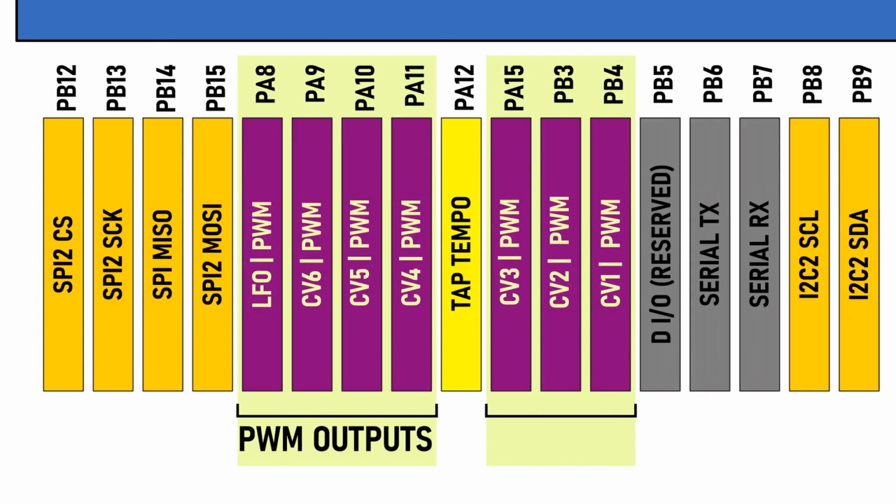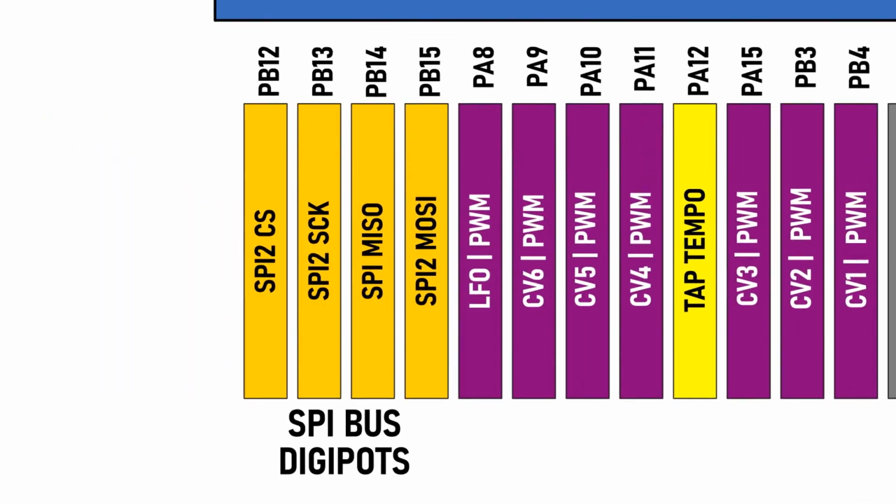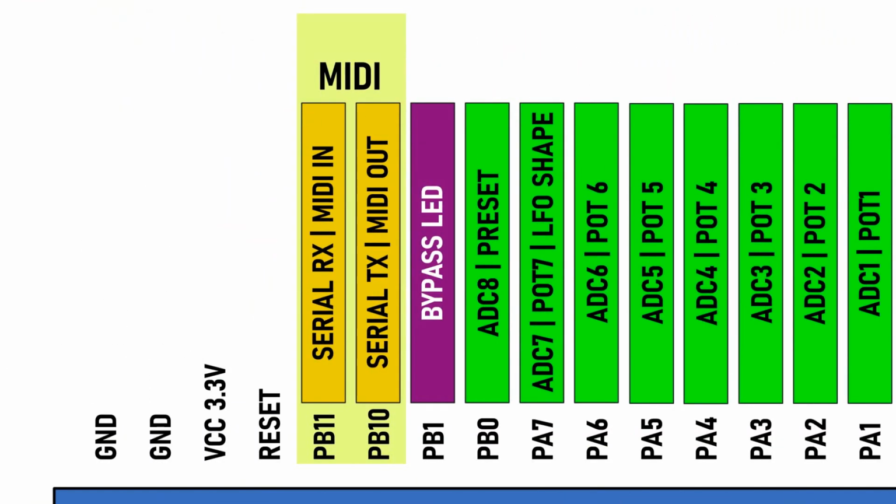You can find a lot more information on how to implement this in the documentation. Orange pins are for serial communication. These pins connect to digital pots, a display, EEPROM memory to store presets, and most importantly, MIDI.